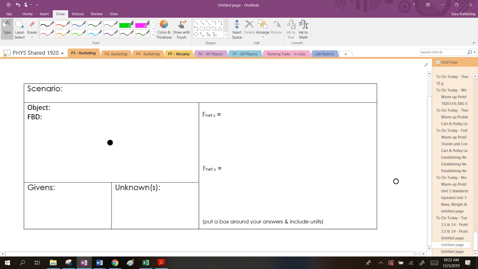So take a look at question number 4 from the yellow sheet that you've got. It says a 20-kilogram mass is allowed to accelerate down a frictionless 15-degree ramp. What is the acceleration of the block down the ramp?